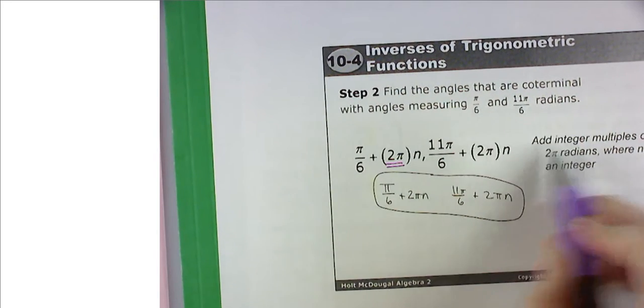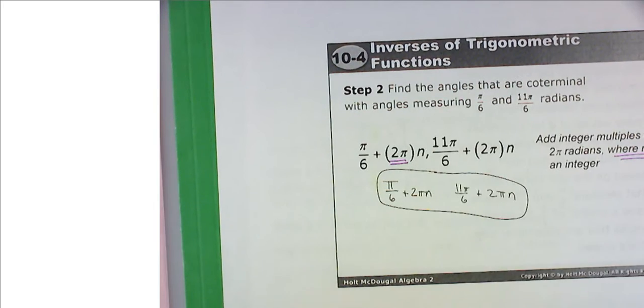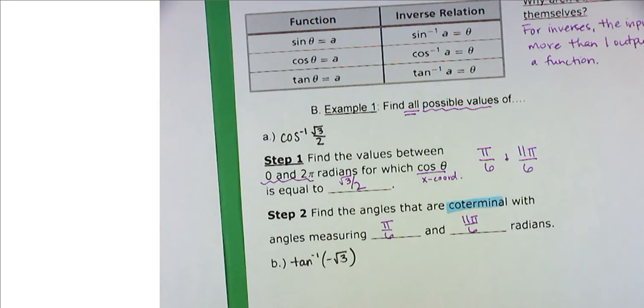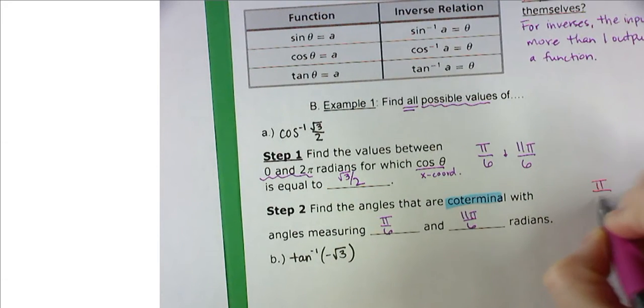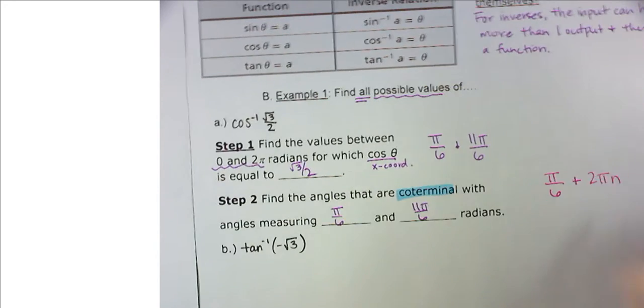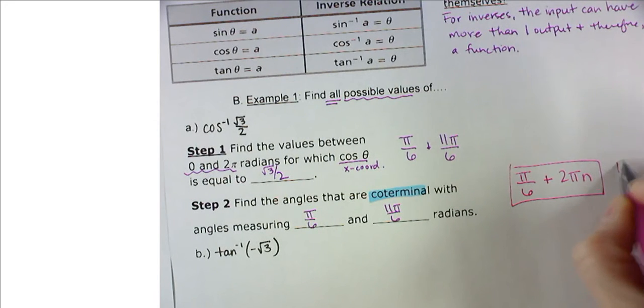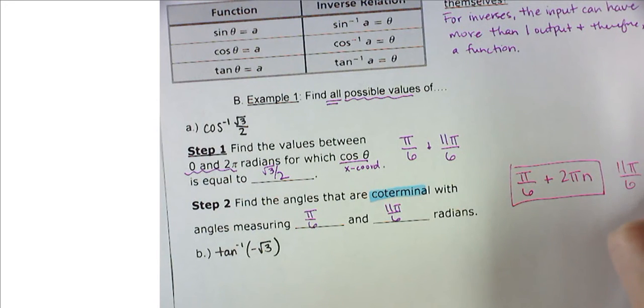The way that you write your final answer is going to be pi over 6 plus 2 pi n. That's one of your answers. And then the other answer is 11 pi over 6 plus 2 pi n, where n is any integer.